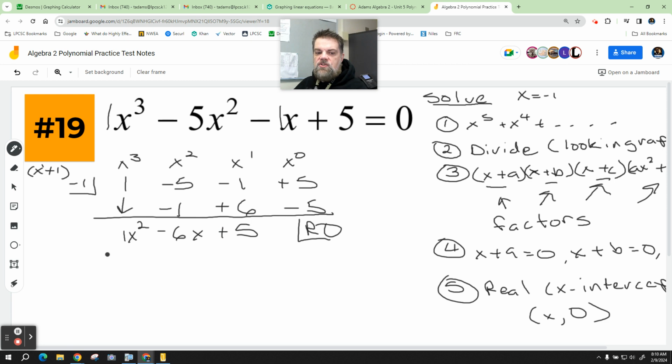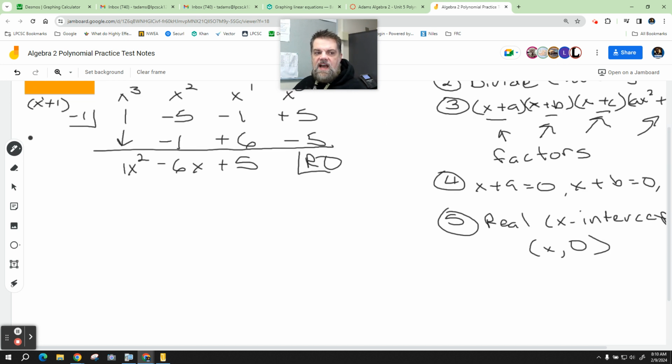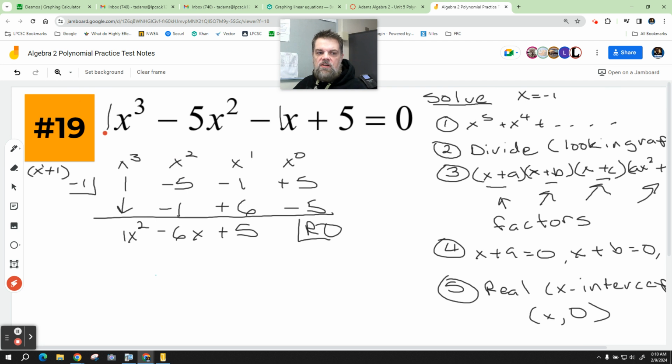Now that's the quadratic. You can factor this, and let me show you guys how to factor this. So really, right now as it stands, I want you to understand this: we are taking this big polynomial up here, and we are dividing it by x plus 1, and we are getting this.